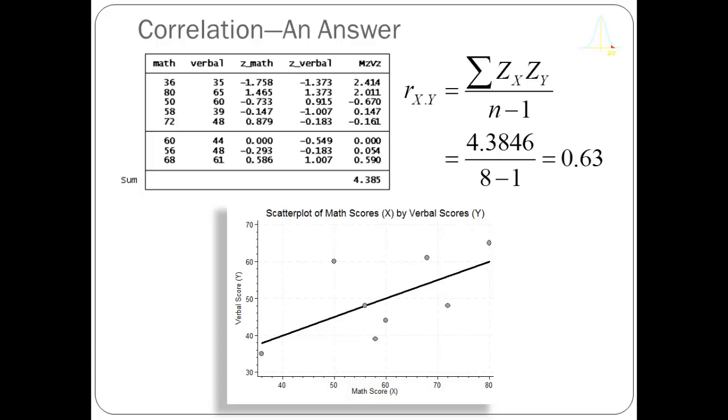This correlation coefficient is consistent with the graphic. That is, the graph shows that as math scores increase, they tend to be associated with high verbal scores, and that low values on the math score are associated with low values on the verbal score. So it's a positive correlation. It's also a reasonably strong correlation, 0.63. 0 would imply no correlation. 1 would imply a perfect correlation, that math scores perfectly predict verbal scores. So this is a very strong correlation coefficient.